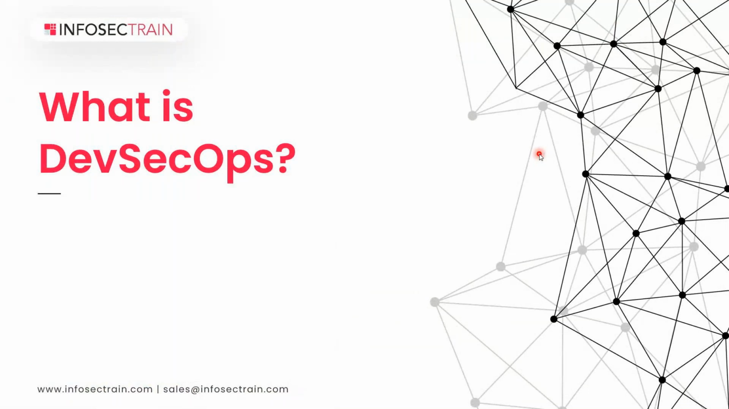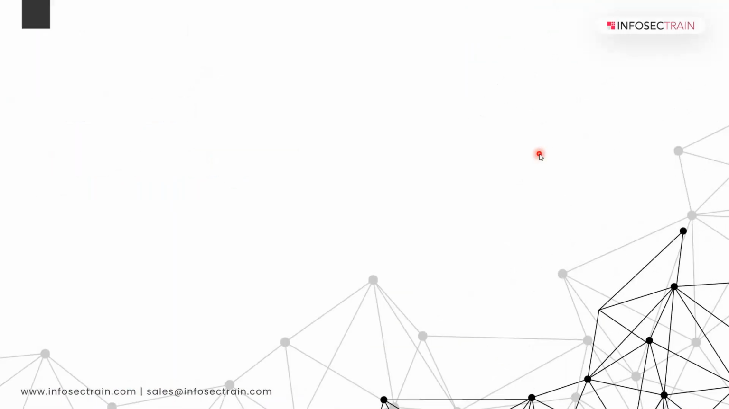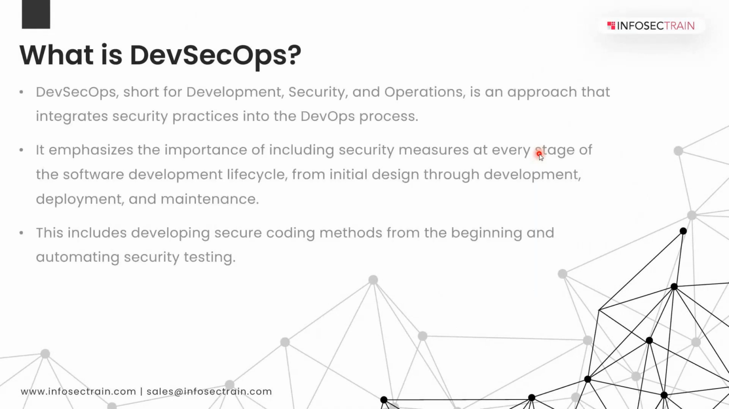So I'm starting with what is DevSecOps. This is a buzzword in recent times, right? So what is DevSecOps? First of all, DevSecOps is a compound word. It is a combination of development, security, and operations. As a DevSecOps engineer, you will integrate the security best practices into the DevOps process. So that is what DevSecOps is.